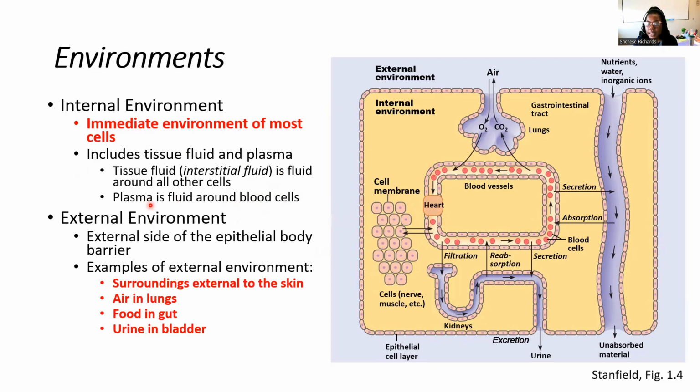The external environment is going to be everything external to the epithelial barrier. It's going to be everything outside of our skin, the air around us, the air in our lungs, the food in our gut, we said, is also in the external environment, the urine in the bladder, the urine that happens to be in the urinary tract. All of this is still an example of the external environment because it's not really inside our blood vessel or inside our cells or our body tissues.